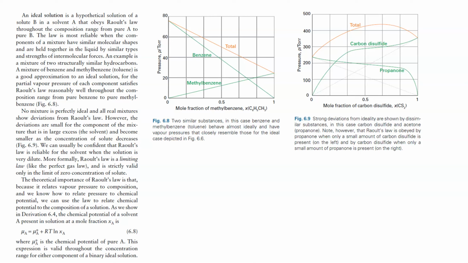The theoretical importance of Raoult's law is that because it relates vapor pressure to composition, and we know how to relate pressure to chemical potential, we can use the law to relate chemical potential to the composition of a solution. As we show in derivation 6.4 in the text, the chemical potential of a solvent A, present in solution at a mole fraction x sub A, is as follows.